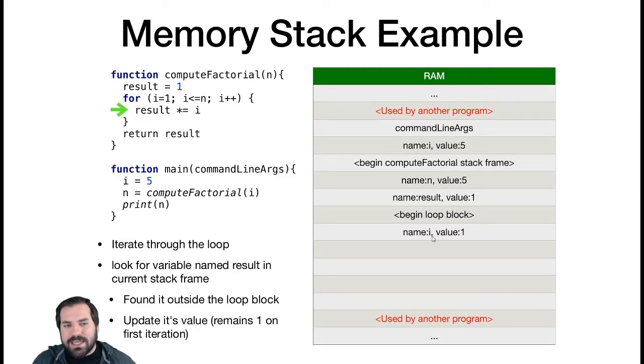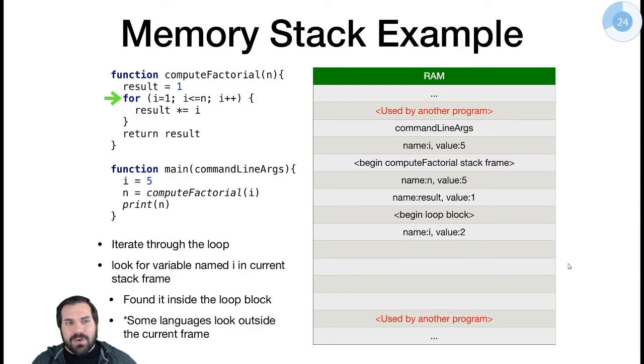But if we're inside this loop block, we're going to see this variable I before we look outside the stack frame. So on your quiz you will have variables with the same names, and you have to pay attention to which one is going to be seen based on which stack frame and which code block you're currently working in. So in this case, we found this I, this result, and did our computation on this line. And then we loop for a while. We know what loops are.